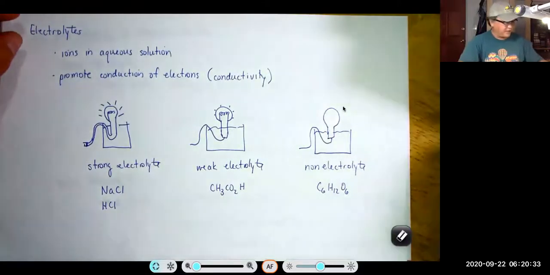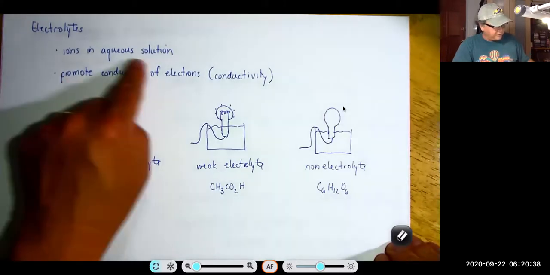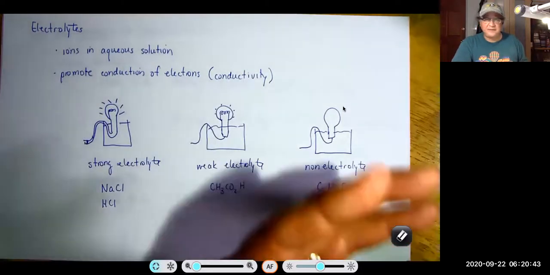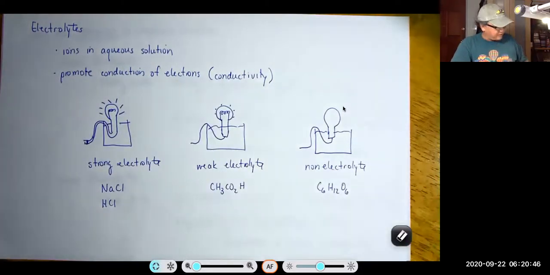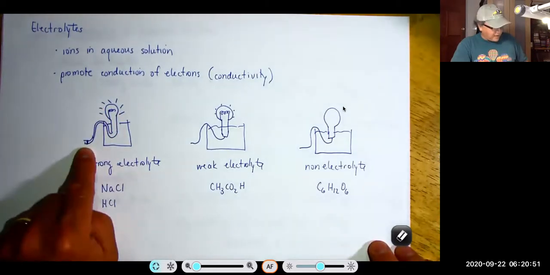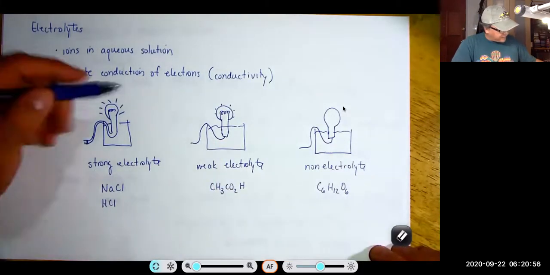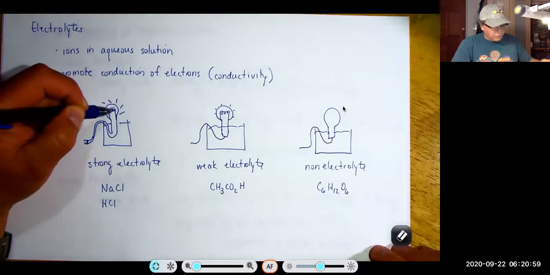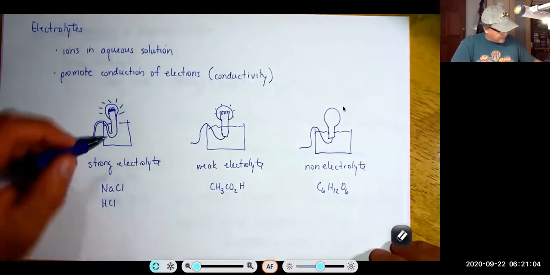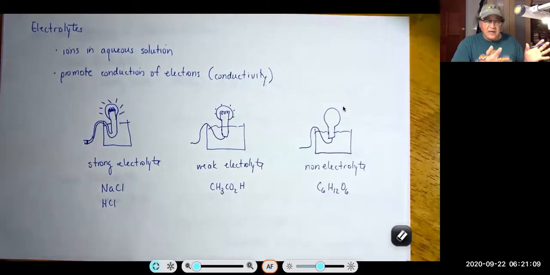So when we take a look at electrolytes in aqueous solution, these are ions in aqueous solution, they promote the conduction of electrons, which we say is conductivity, okay? So this is my version of a light bulb with a cord going to the wall. I started to make it simpler as time went on. So here is the filament in the light bulb. So this is an old light bulb, an old-timey light bulb. And when you have a strong electrolyte, if you have this light bulb in the solution, this light will light up very brightly.